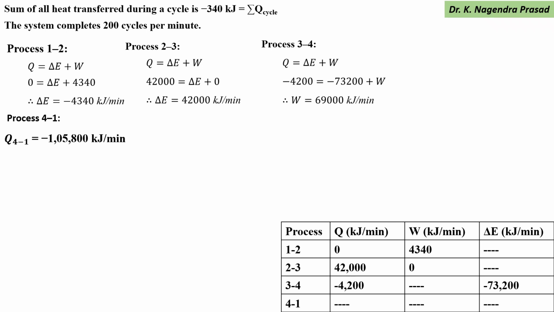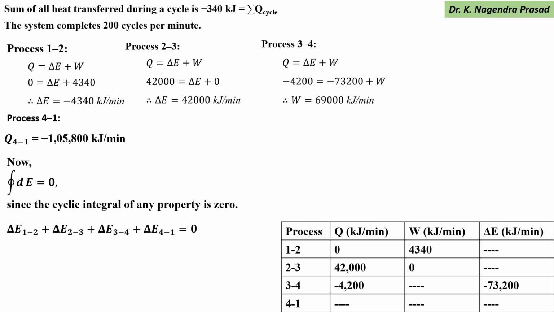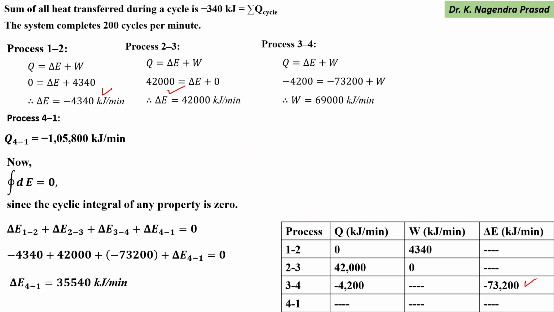We know that the cyclic change of internal energy, of any property, is 0. Then delta E12 plus delta E23 plus delta E34 plus delta E41 equal to 0. Here we got the values of delta E12 and E23, and delta E34 is given. Then delta E41 will become minus 4,340 plus 42,000 minus 73,200 plus delta E41 equal to 0. Then delta E41 equal to 35,540 kilojoule per minute.